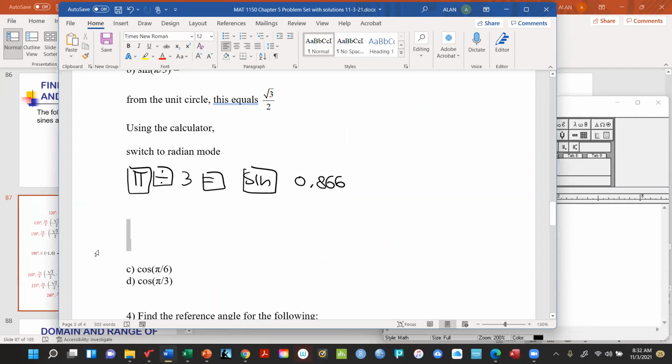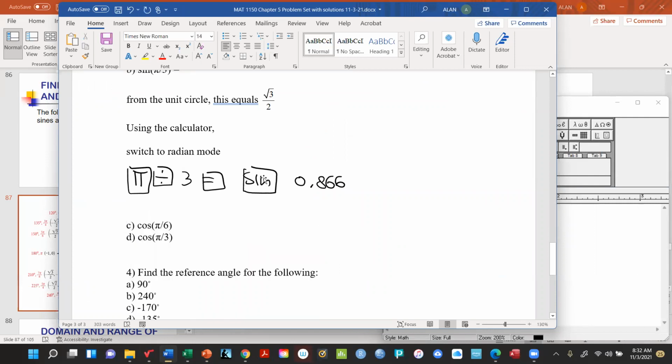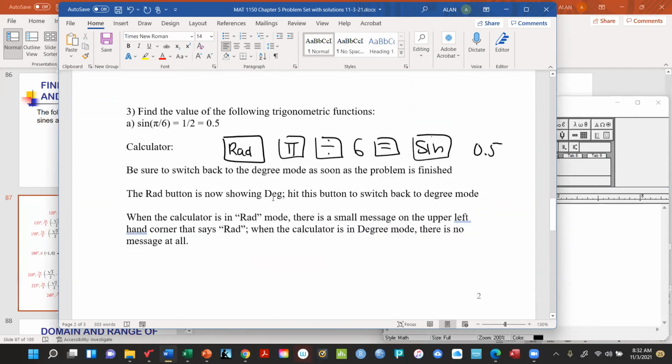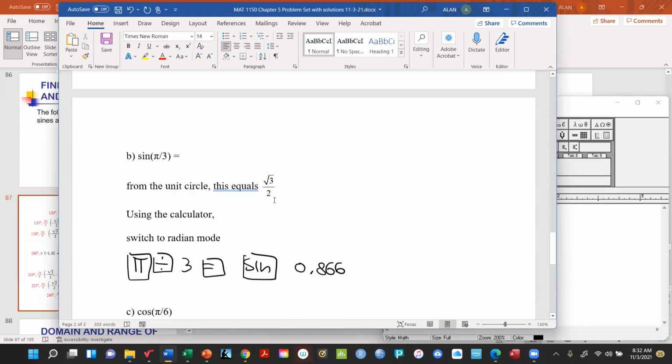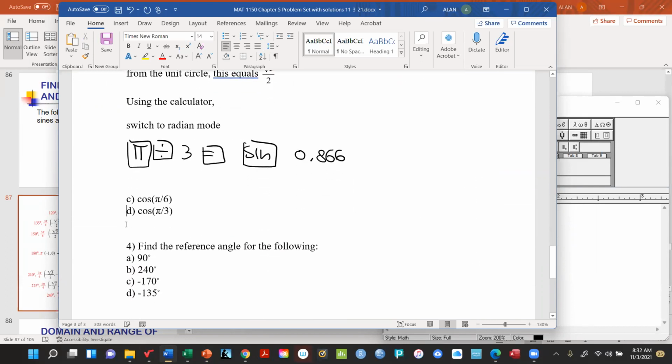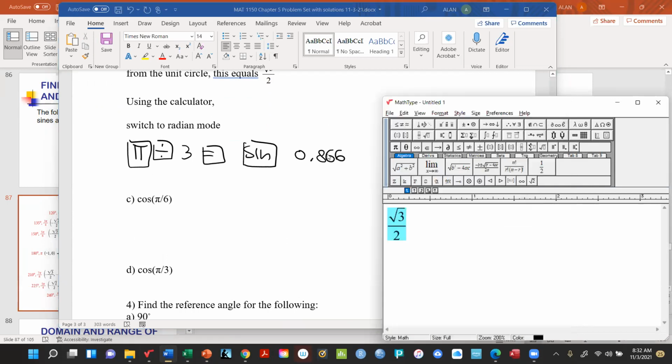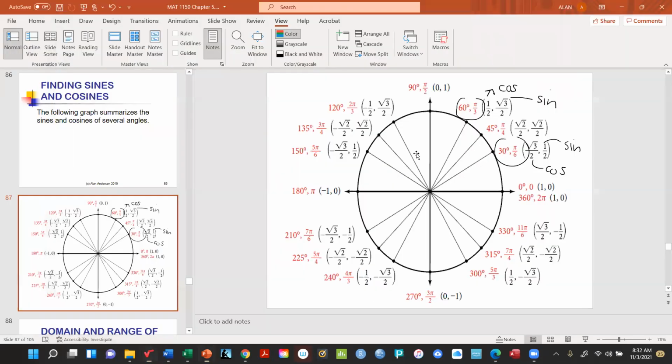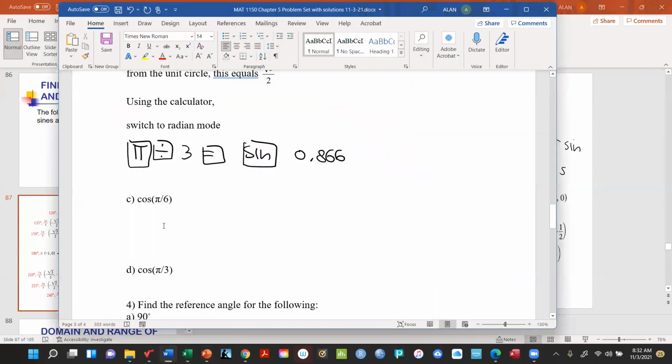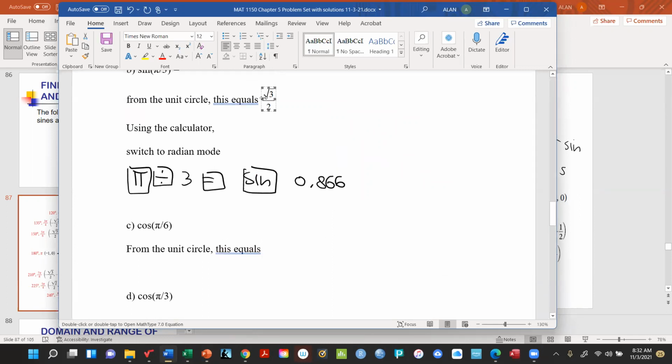All right. Now here's one, cosine pi over 6. Now again, we can just go right to the unit circle. And if we do that, that's radical, oh, what do you know? It's the same, radical 3 over 2. Okay, so from the unit circle, this equals, and it just so happens to be the same thing, radical 3 over 2.